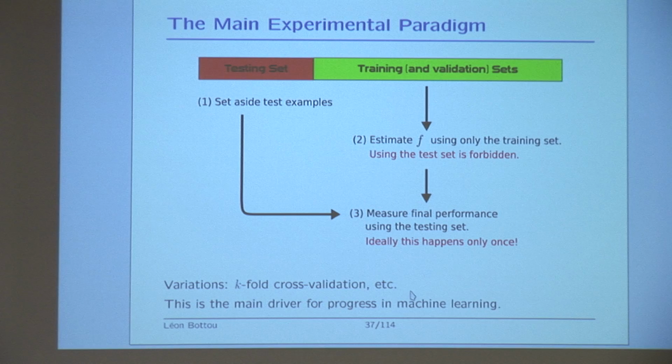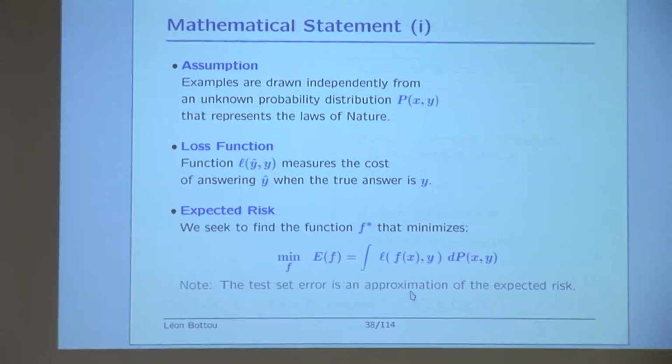We know that you use a training set, a testing set. We do plenty of things. And the mathematical statement is that the typical one is that the examples are drawn from some unknown probability distribution that represents nature. That we have a loss function that measures the cost of answering y hat when the true answer is y. And we seek to find a function f star that minimizes this loss over the distribution, averaged over the distribution that represents nature.